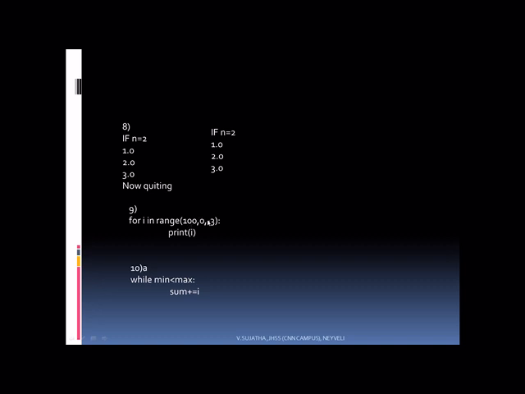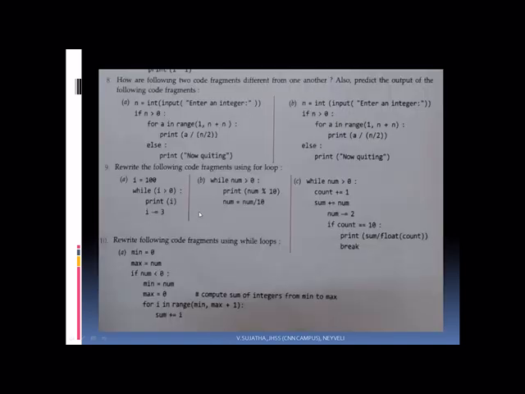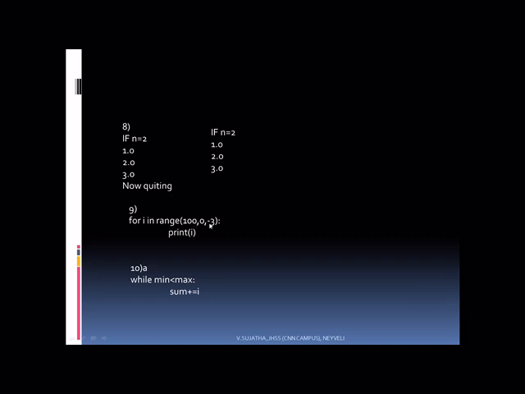How it has to come? Minus 3. See here, 0 is not included. You go and verify here. Here also 0 is not included. So no problem. Starting value 100, minus 3.